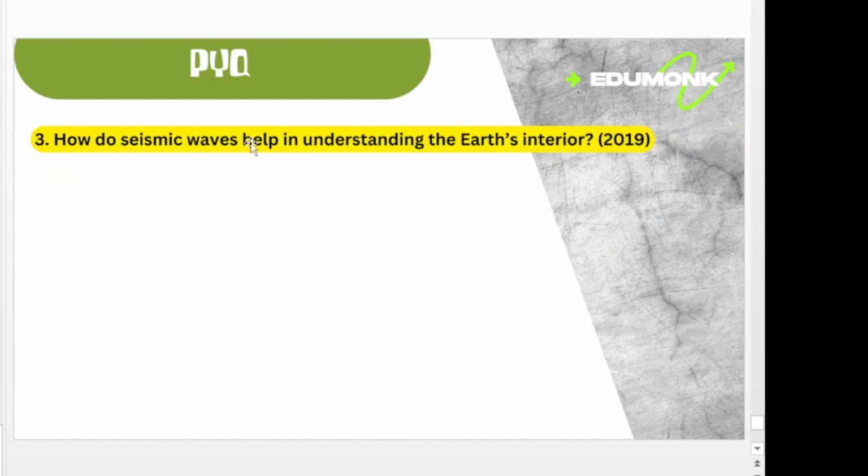Then the third one is: how do seismic waves help in understanding earth interior? We have explained about P and S waves. Then we have also discussed the diagram which shows shadow zone. You can draw that diagram and explain this answer very effectively and take full marks. Then the fourth question was asked in 2020: explain the formation of fold mountains with examples. We have already discussed what are fold mountains, how they are formed, and where you can see the fold mountains and block mountains. Everything we have discussed in the class.